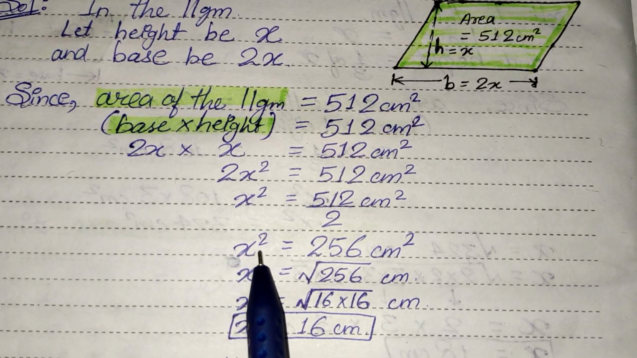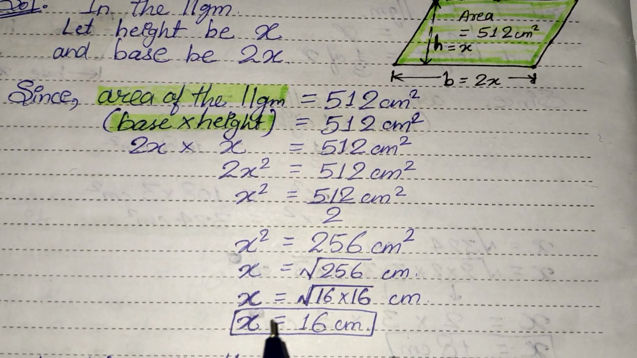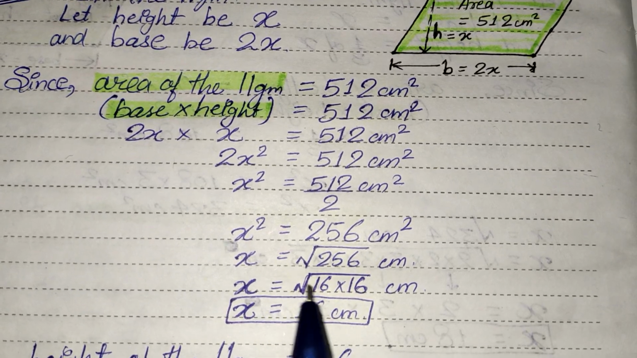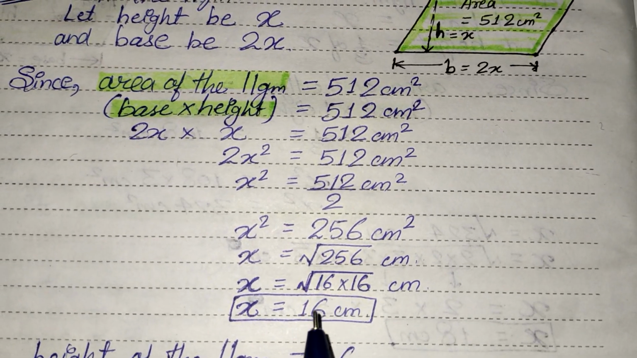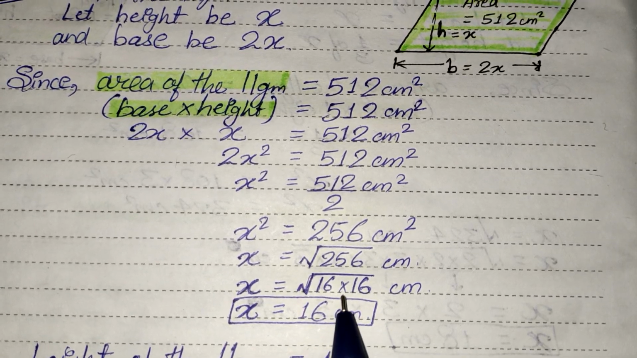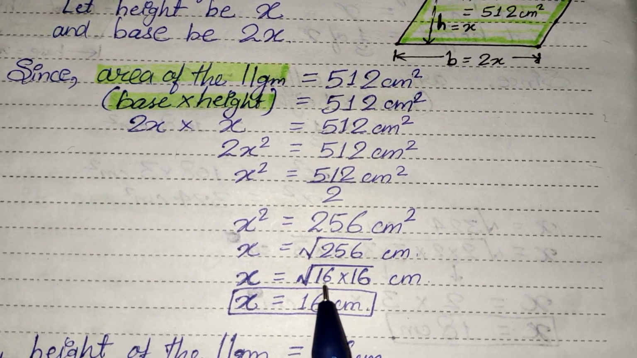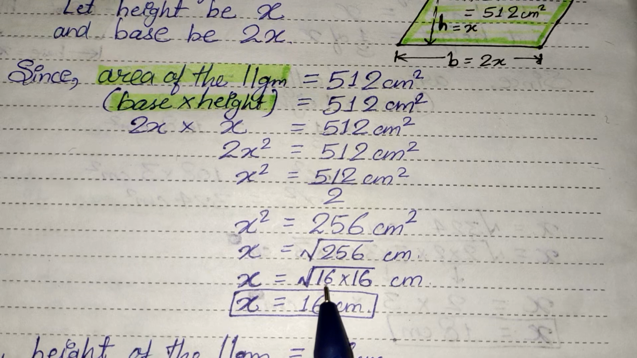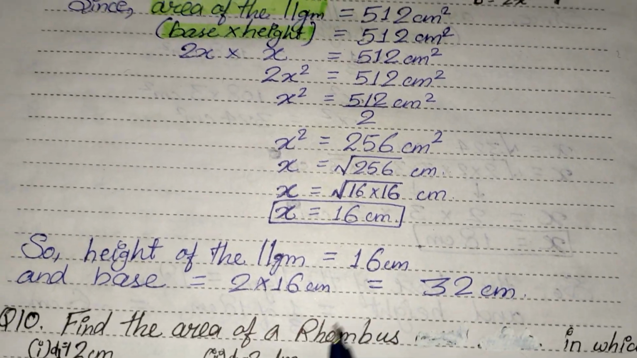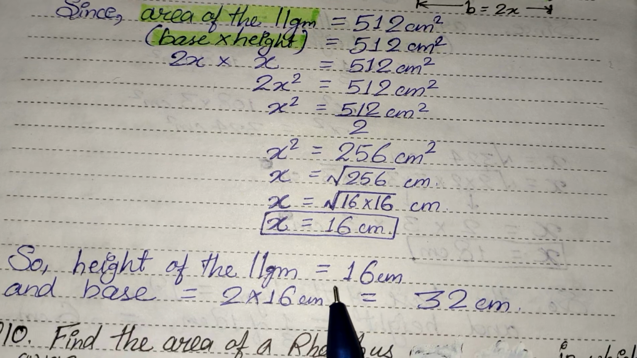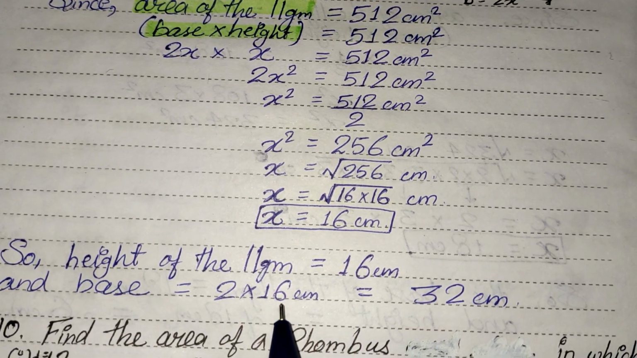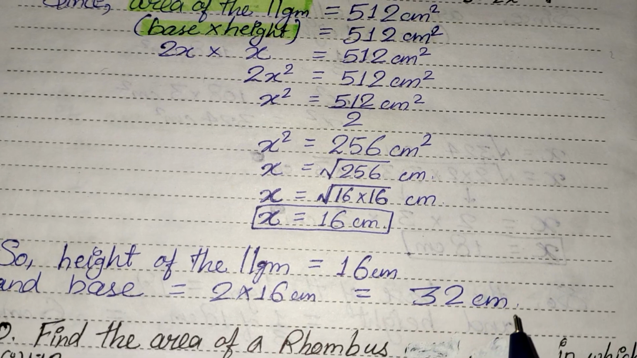Now transfer this square to the right side. We have x is equal to under root 256, and x is equal to under root 16 into 16, and x is equal to 16 because we have to take 1 from a pair. So from these two 16s we have to take out 1. x is equal to 16 centimeter. So height of the parallelogram is 16 centimeter and base is 2x. So 2 into 16 we have 32 centimeter.